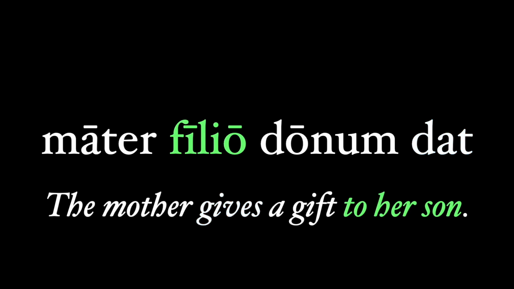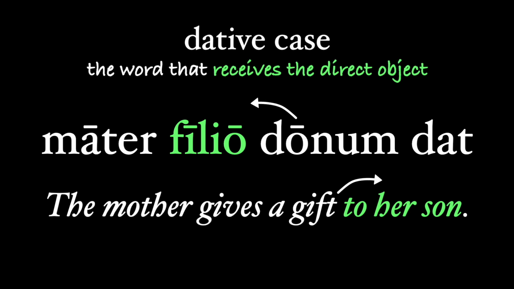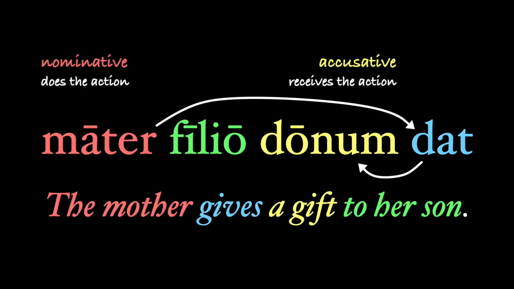Now this word filio. In our sentence, this is functioning as the indirect object. As its name suggests, it's the word that is indirectly affected by the action of the verb. But I like to think of the indirect object in this way. It's the word that receives the direct object. It's a little simplistic, but it works, especially in beginning to understand the dative case in indirect objects. So the nominative subject does the action, the accusative direct object receives the action, and the dative indirect object receives the accusative. Mater, the mother, does the giving, donum, the gift, receives the giving, it's what's being given, and filio, the son, receives the donum, the gift.